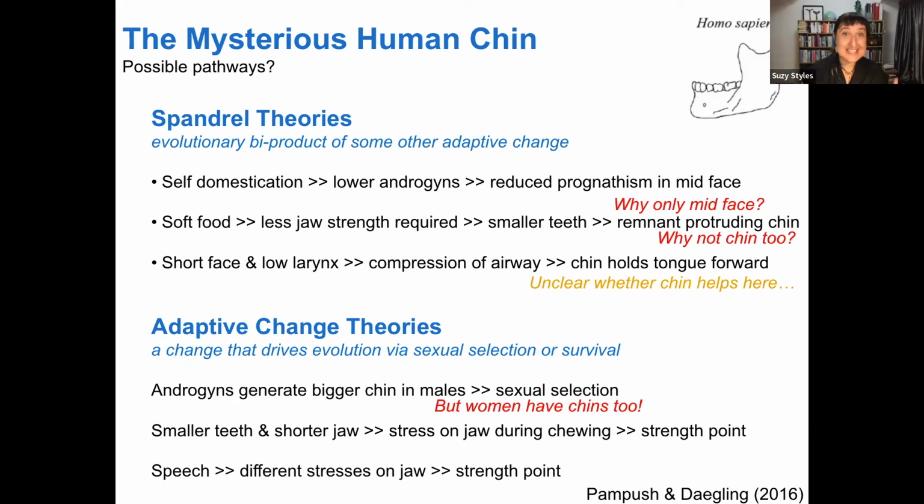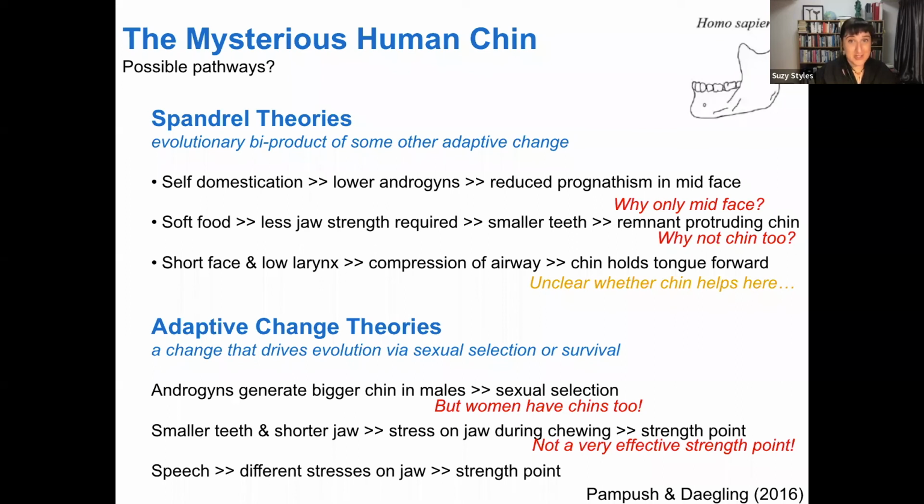The next theory is that if we have smaller teeth and a shorter jaw because of the reduction in prognathism, it changes the stresses on the jaw during chewing, and we need this chin to stick out there as the last remaining strength point, which is a little bit like the spandrel theory above. But once again, we're left with the same problem. We don't really know whether it's a particularly effective strength point because none of the other primates have it, and they require a lot more strength during chewing.